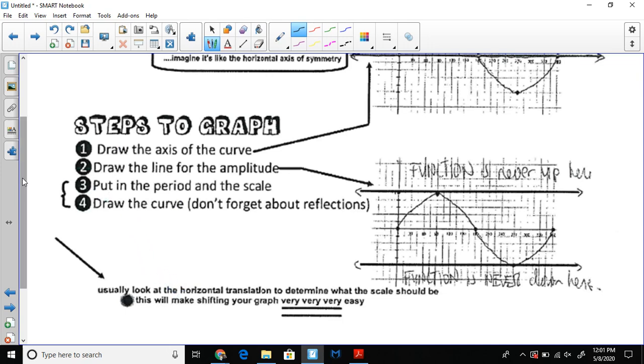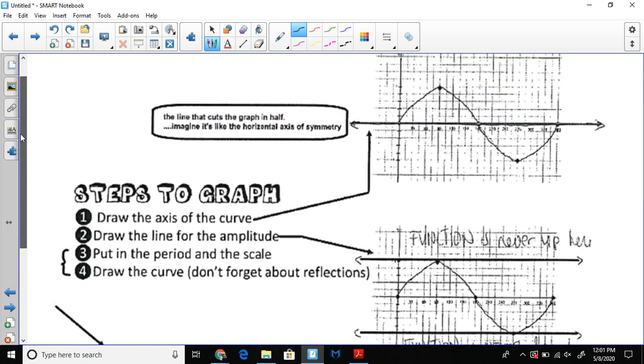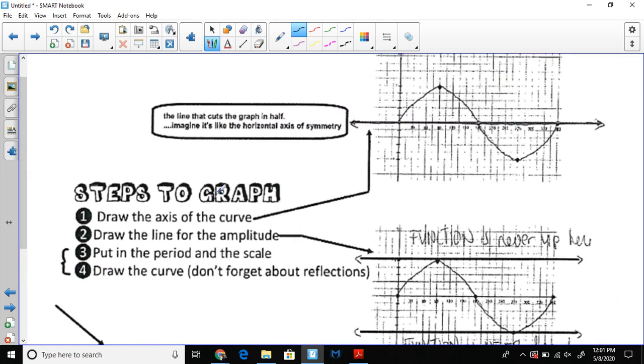So here I have some hints, some little comments. If I go from here up to here, the line that cuts the graph in half, that's the axis of the curve. Imagine it's like the horizontal axis of symmetry. That's what I told you before.